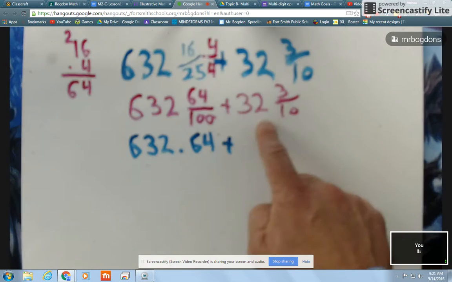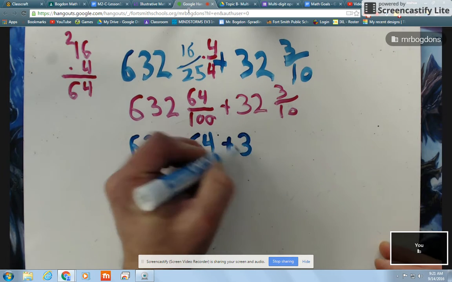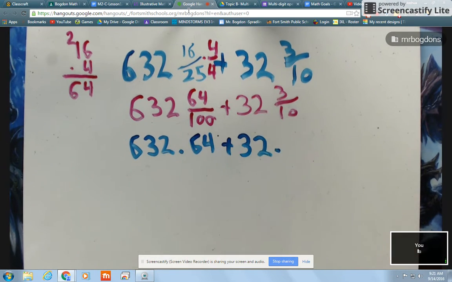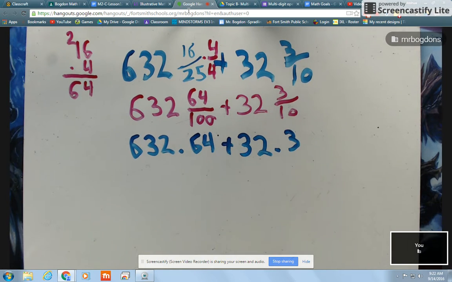So 32 and 3/10. If I go to decimal form, my whole number stays the same, right? My fraction can be rewritten as a decimal. If I say 3/10, what do I need to write down? 3. Just a 3. Now I have 2 decimal numbers being added together.